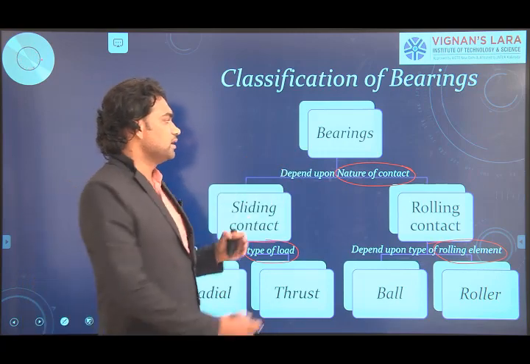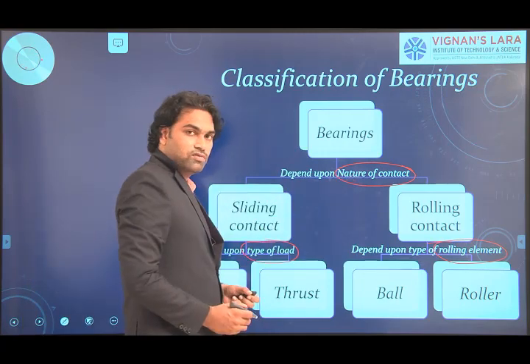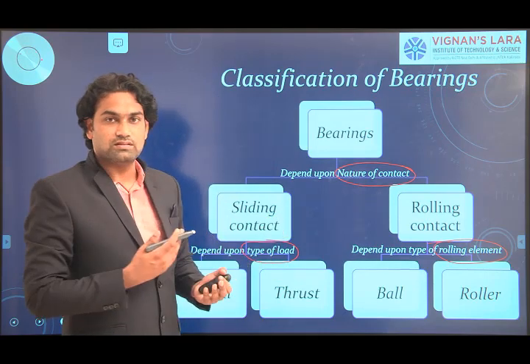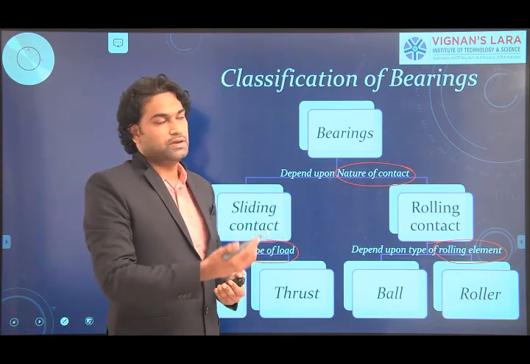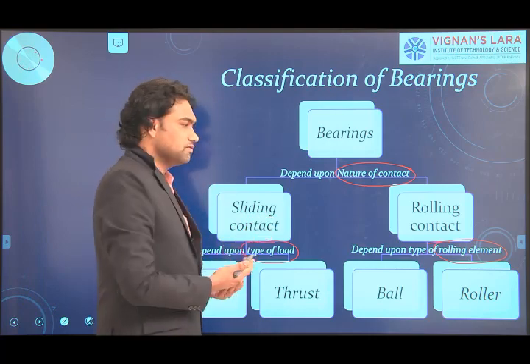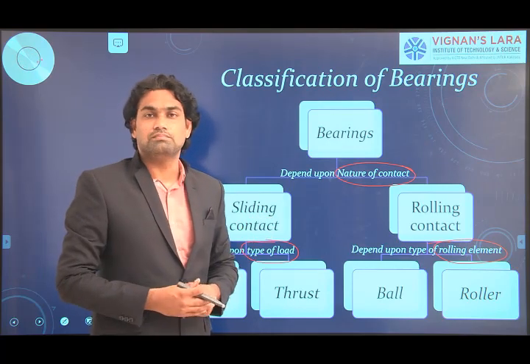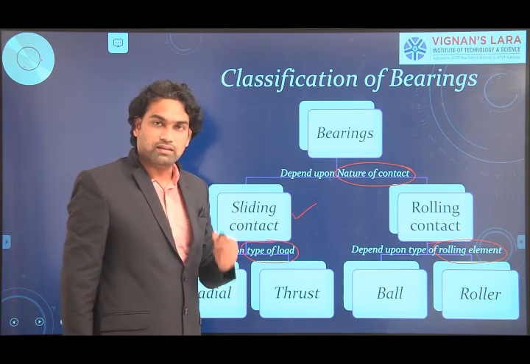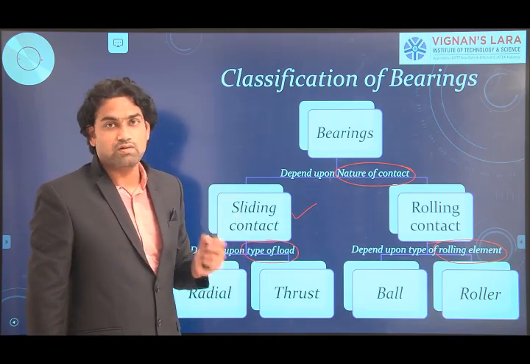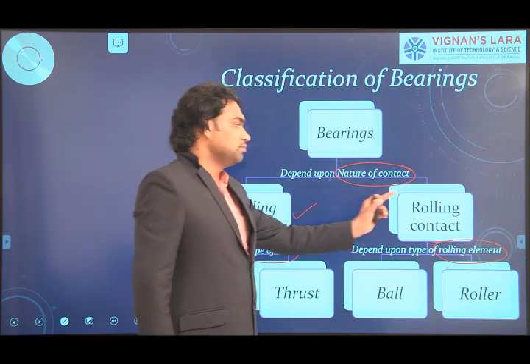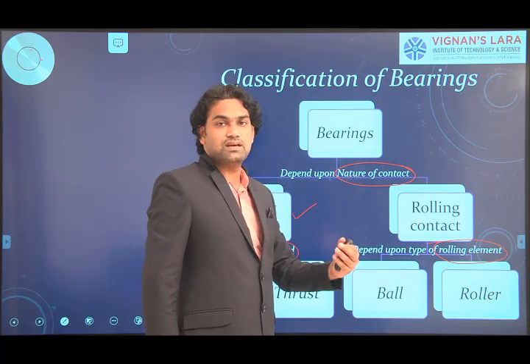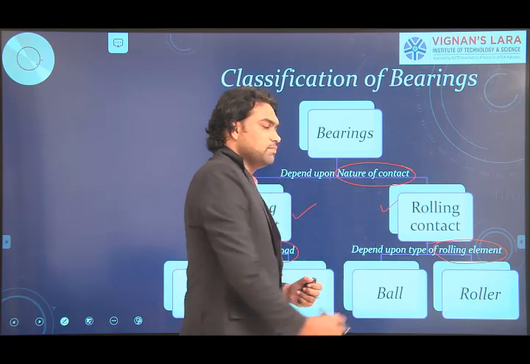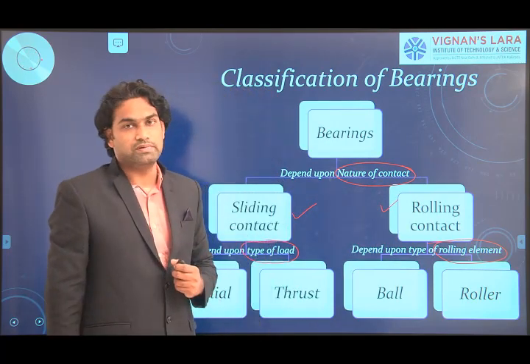If you observe, the bearings can be classified based upon the nature of contact. If it is sliding contact, that is, one of the machine surfaces slides over the bearing surface, that is the nature we call sliding, and those bearings we call sliding contact bearings. And if the machine surface rolls over the bearing surface, that contact we call rolling contact, and the bearings we call rolling contact bearings.